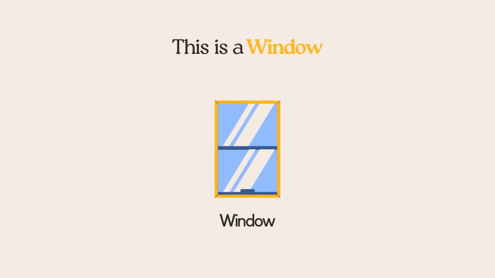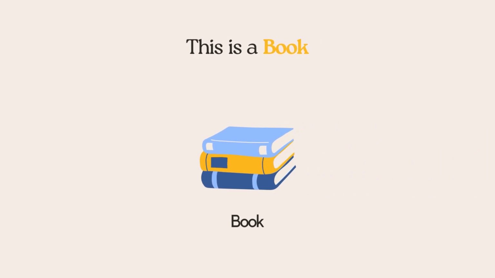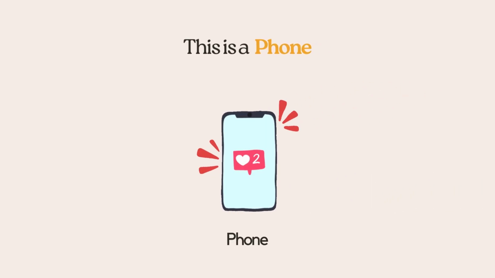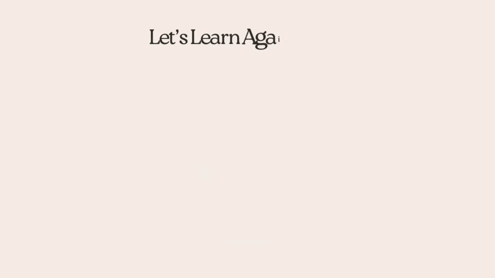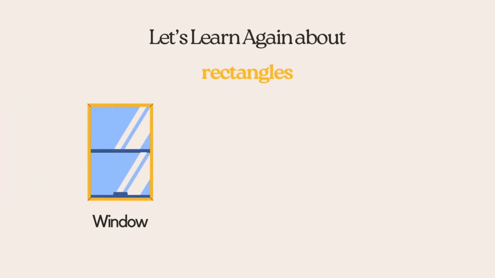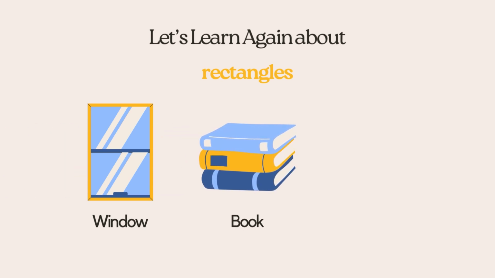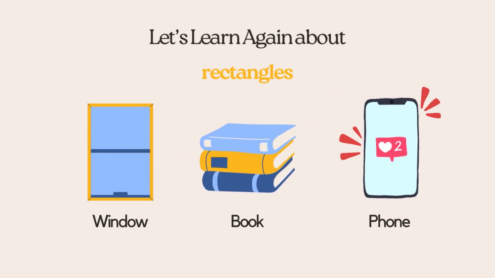This is a window. This is a book. This is a phone. Let's learn again about rectangle. Window, book, phone.